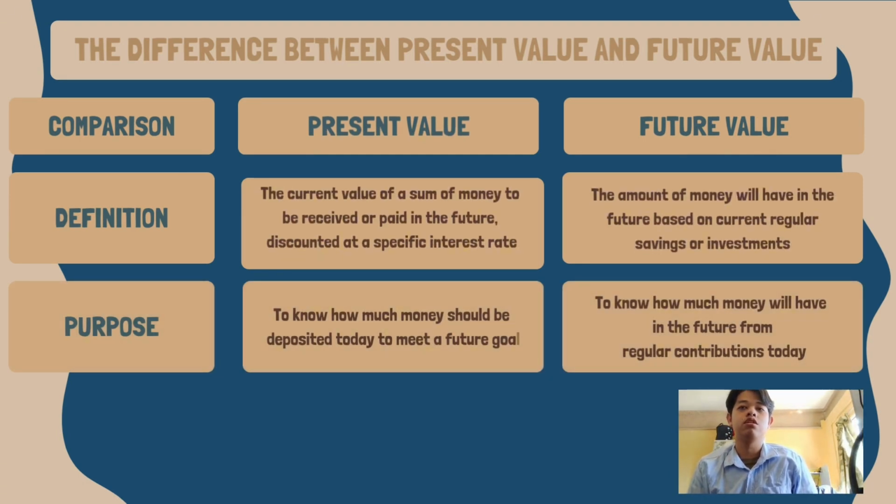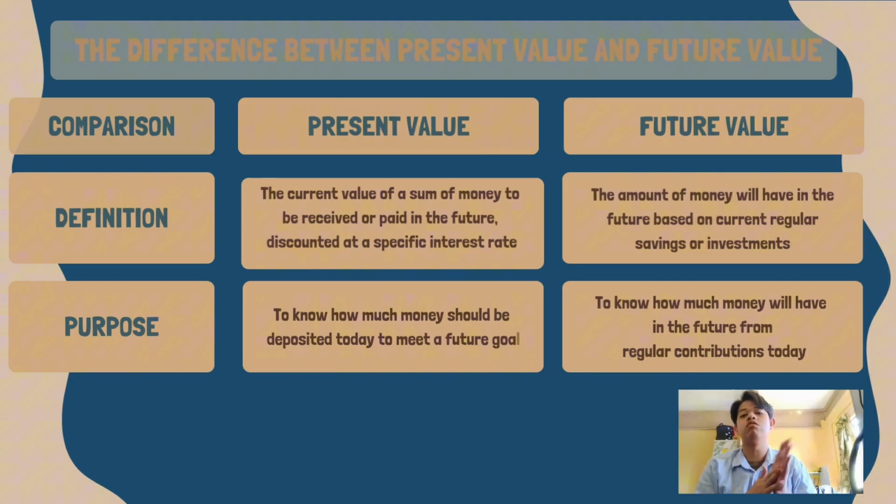The present value is the current value of a sum of money to be received or paid in the future, discounted at a specific interest rate, so we calculate the current value and the discount. Secondly, about the purpose of present value. What's the purpose of present value? Its purpose is to know how much money should be deposited today to meet a future goal, so we calculate the current value and the interest rate to get the future goal.